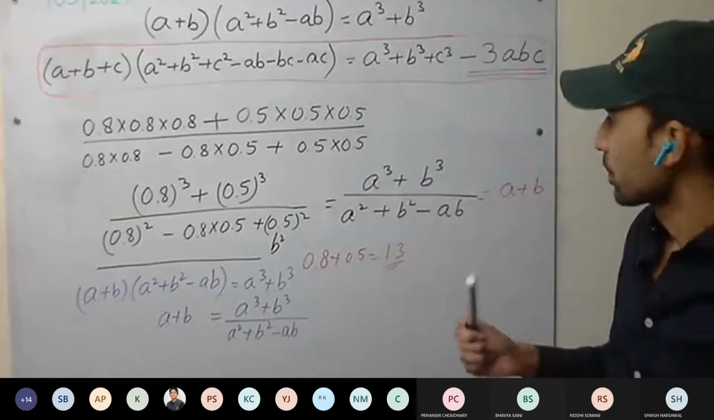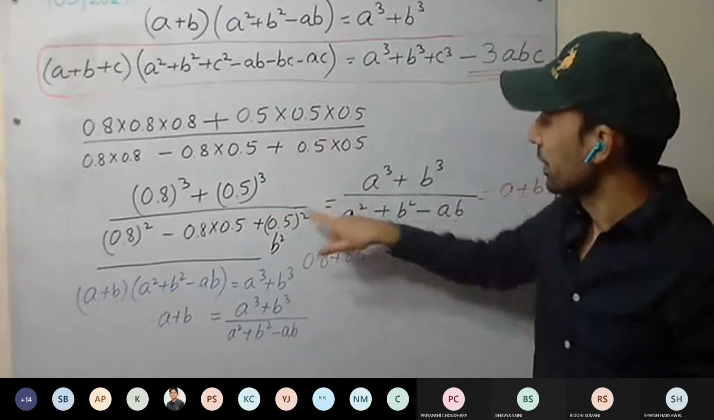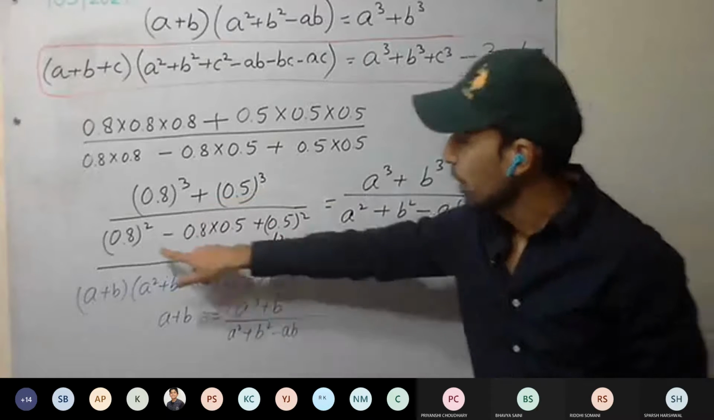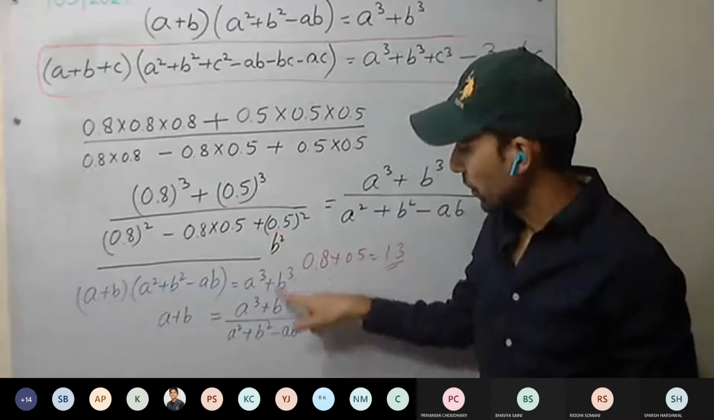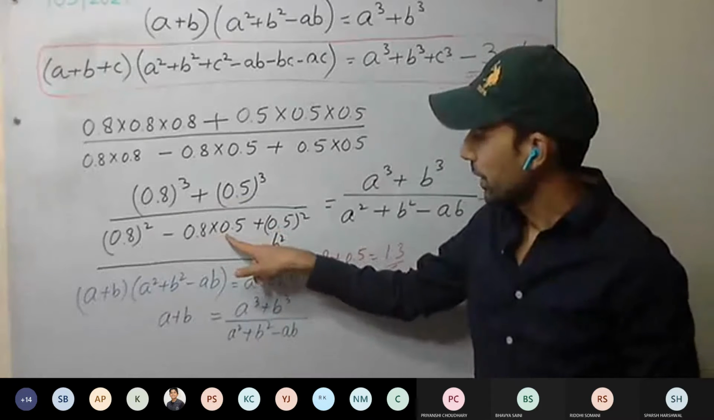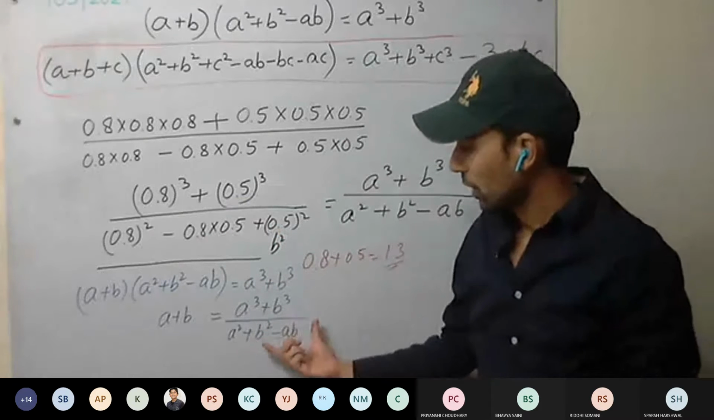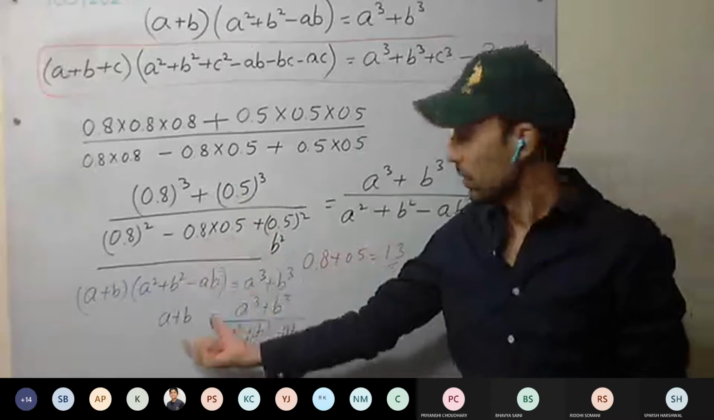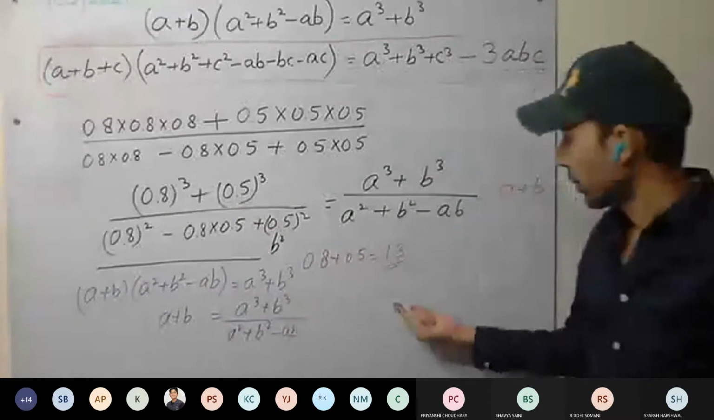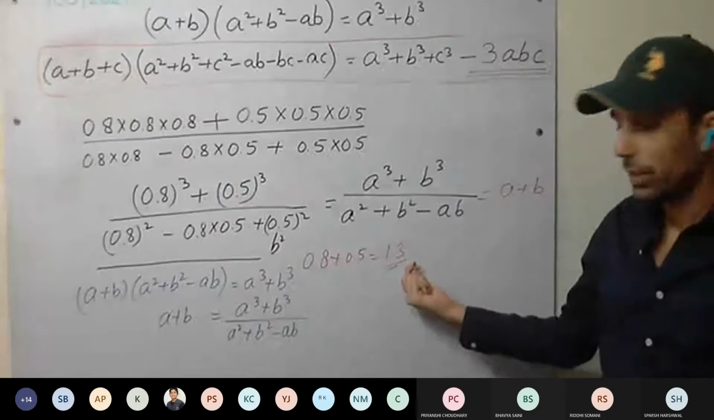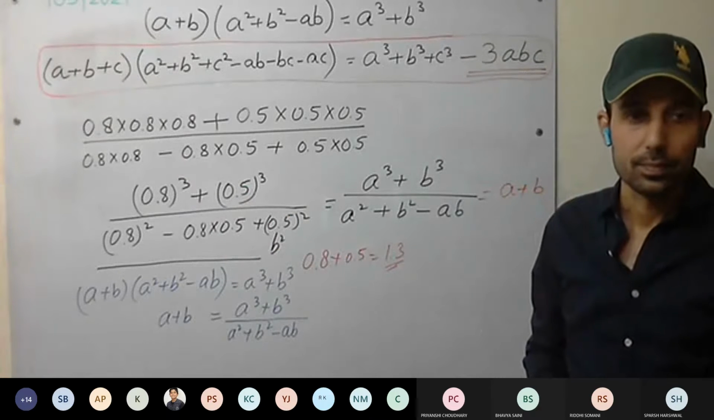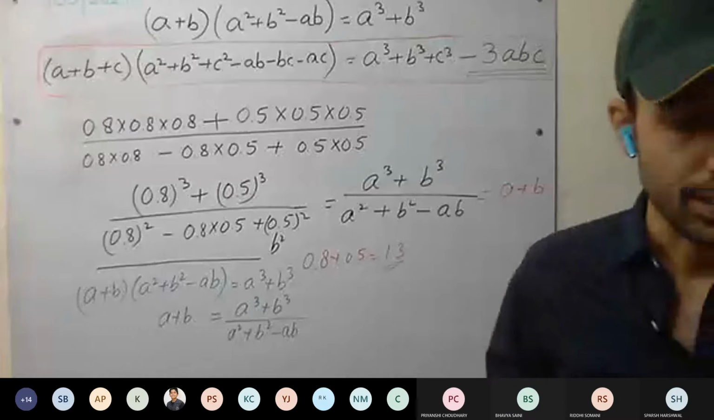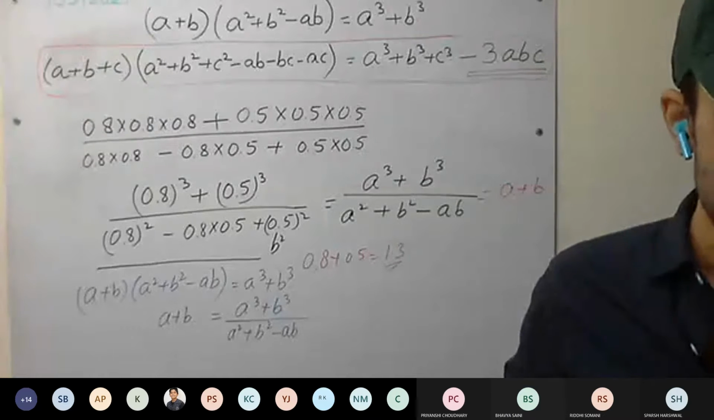Yes or no? So which form is it? 0.8 cube plus 0.5 cube, 0.8 square, 0.5 square, 0.8 into 0.5. So what will its value be equal to? A plus B. A is 0.8, B is 0.5. So its whole answer is 1.3. Have you understood this one? Okay, do the second one, everyone. Try to figure it out.